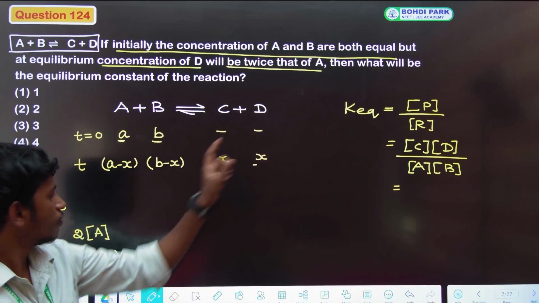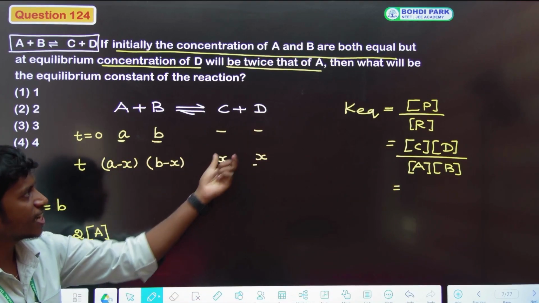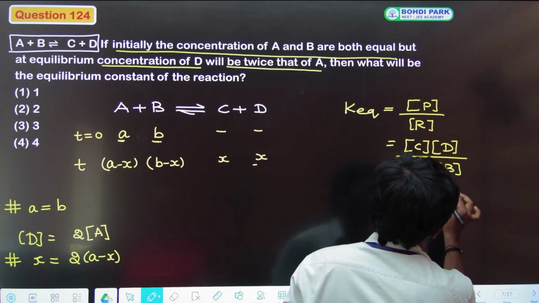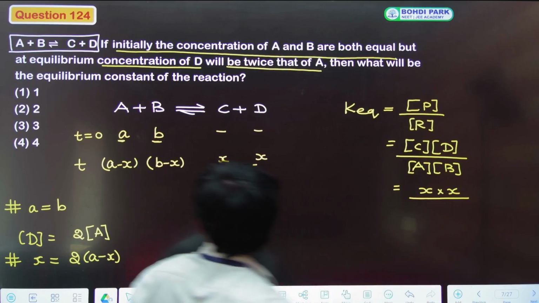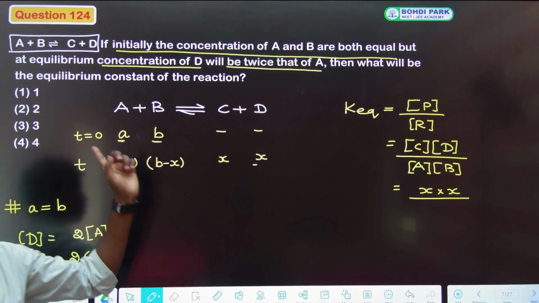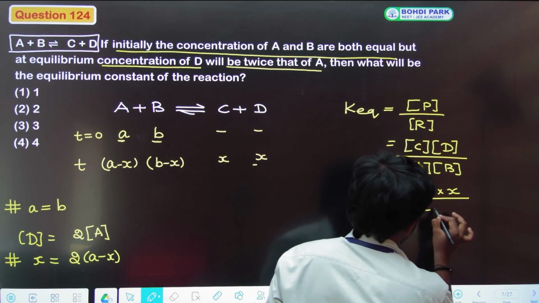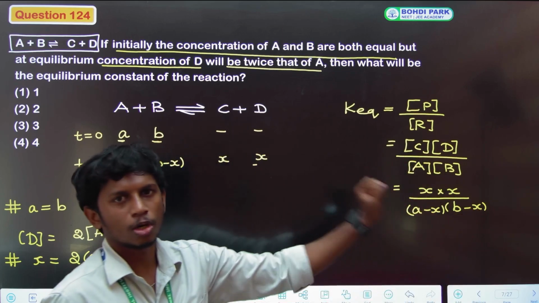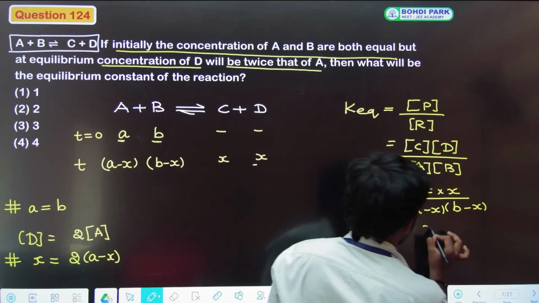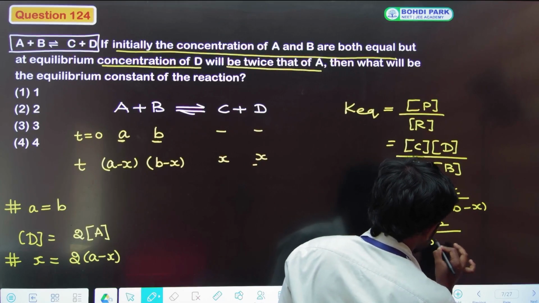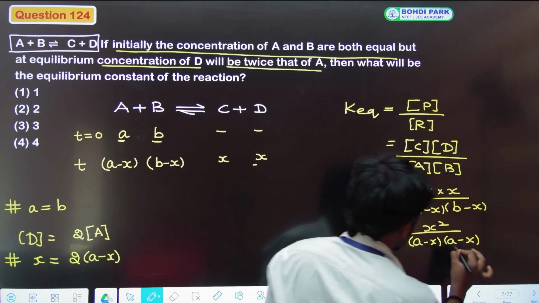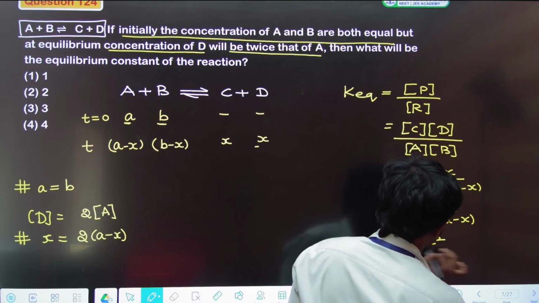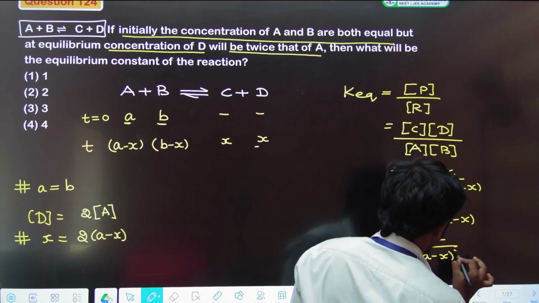Concentration of C and concentration of D எவ்வளவு வரும்? Concentration of C is x as well as concentration of D is also x. அப்ப x into x divided by A-ஓட value a minus x, B-ஓட value b minus x at equilibrium. A minus x into b minus x. நமக்கு தெரியும் a-ஓட value b-ஓட value same. So we can write x square divided by a minus x into a minus x. That is nothing but x square divided by a minus x the whole square.